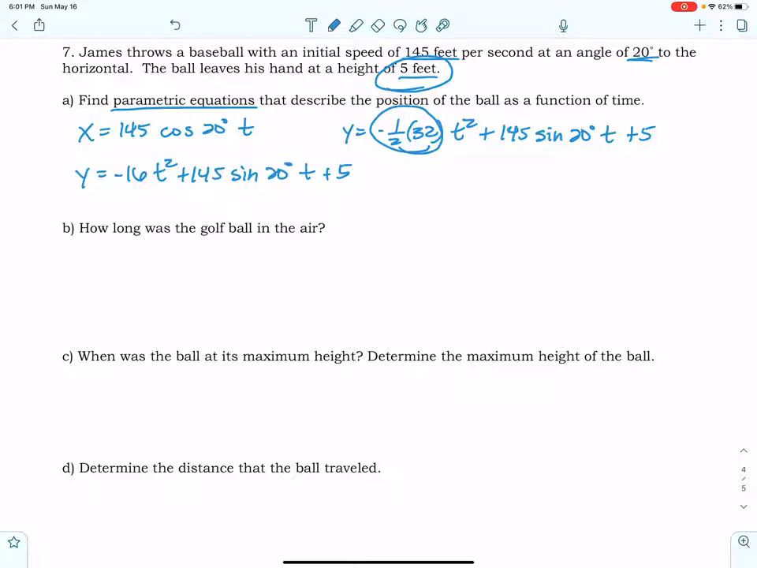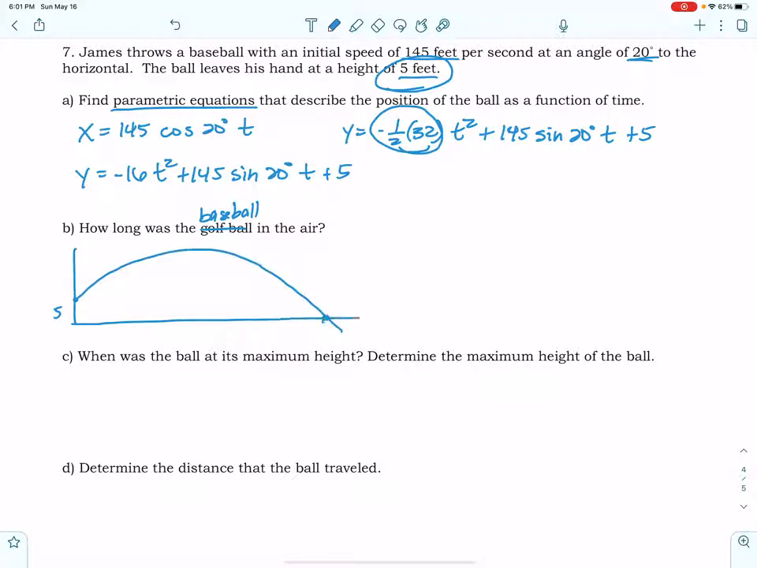So how long was the golf ball in the air? Oh, that should be baseball. Sorry, little typo. All right, so how long was the baseball in the air? So it's taking off from his hand 5 feet off the ground right here, and then, of course, it is going to end right here. So I want to know how long it was in the air. So I'm looking for t when y equals 0.